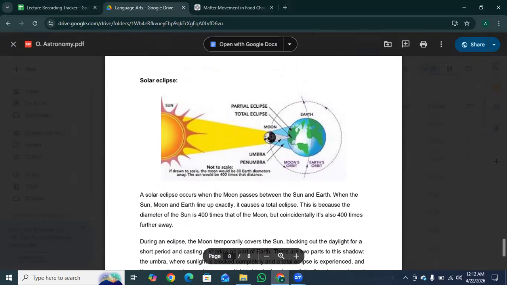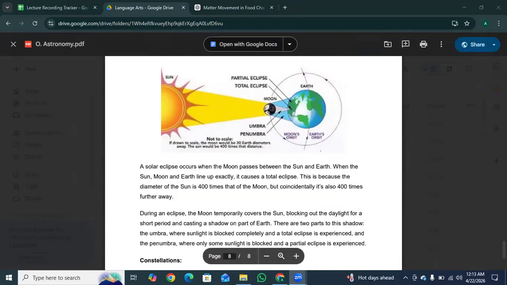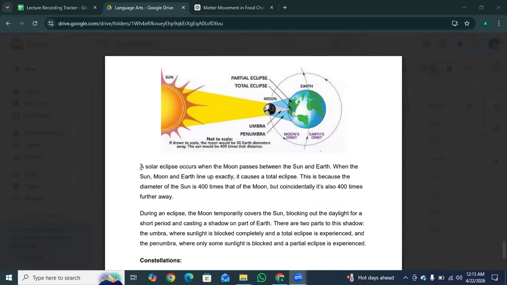So the next one is solar eclipse. A solar eclipse occurs when the moon passes between the sun and the earth. When the sun, moon, and earth line up exactly, it causes a total eclipse. This is because the diameter of the sun is 400 times that of the moon. But coincidentally, it is also 400 times further away.